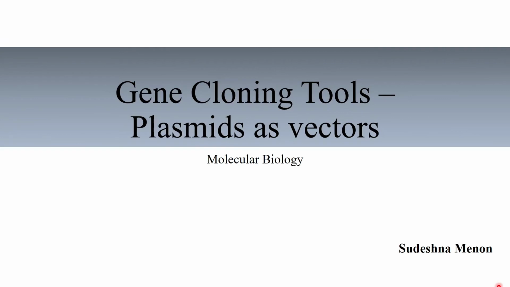Vectors are biological tools that are needed in gene cloning studies. And in this session, we are going to focus on plasmids as vectors. Rather, we are going to look at the characteristics that make plasmid DNA suitable to be used as a vector in cloning studies. So let us look at the learning outcomes of this session.